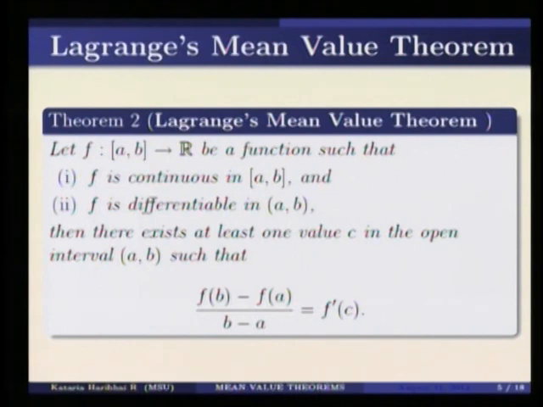Next we will discuss Lagrange's mean value theorem. In the previous theorem we will drop one condition. So, here the function is continuous on a closed interval [a, b], and it is differentiable on the open interval (a, b). Then there is at least one number c in the open interval (a, b) such that (f(b) minus f(a)) upon (b minus a) is f dash c.